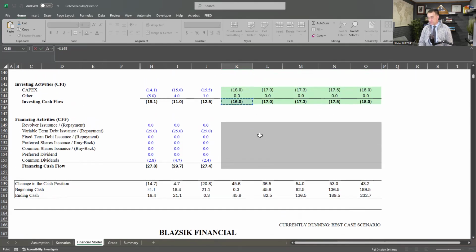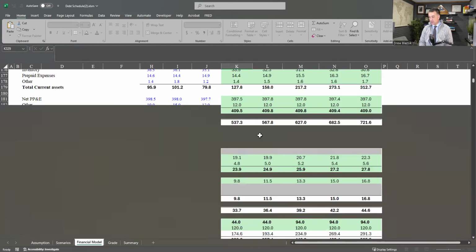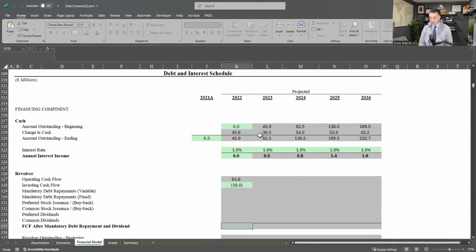But we're going to go to our investing. What is investing? That's the CapEx. So typically that's going to be negative. Make sure that if that is a negative, you have that in the negative in the debt schedule, because we want to find out how much cash we have. Operating is positive, investing is negative.